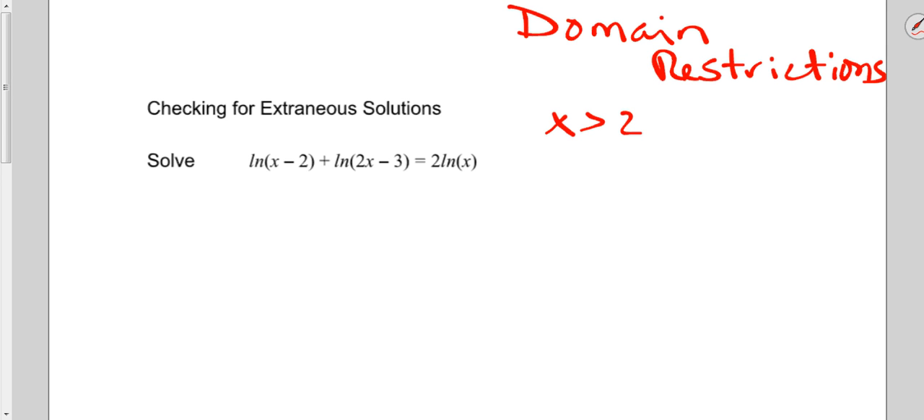Ah, okay. What about this one right here? What restriction should be placed on that? Give me a second while I shut the door here. What domain restriction should be placed upon that? Greater than 3 halves. Does that make this more restrictive, or does X greater than 2 cover that? Covers that, right? How about this one? Zoe, what about this one right here? What does X have to be for that one?